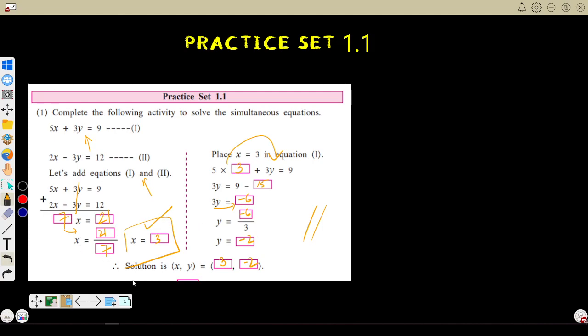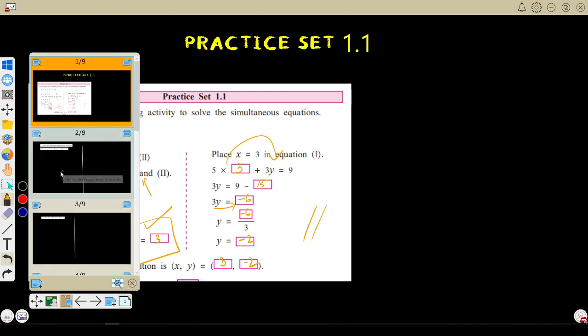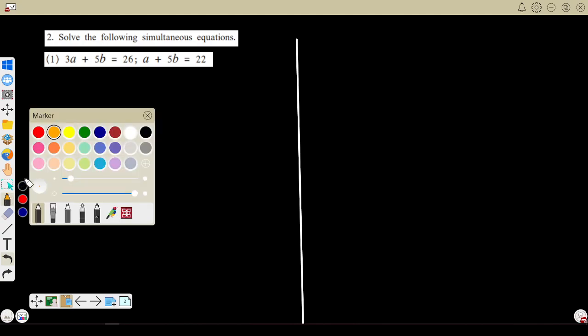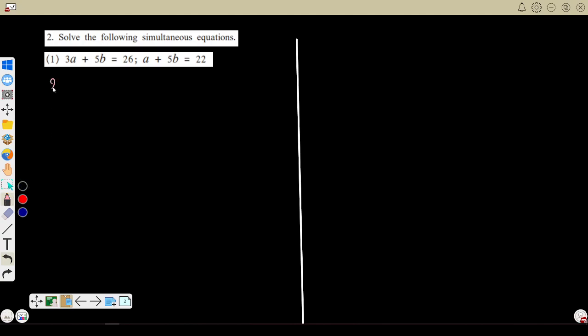It was very easy. Now we'll move on to the question from your exercise, that is practice set. You have two equations. First is 3a plus 5b is equal to 26 and the second equation is a plus 5b is equal to 22. We'll just copy down the equations. Equation 1 is 3a plus 5b is equal to 26. I mark this equation as 1. The second equation is a plus 5b is equal to 22. Let this equation be equation number 2.